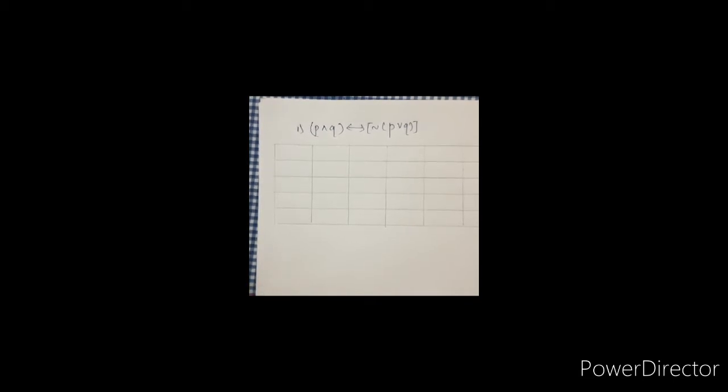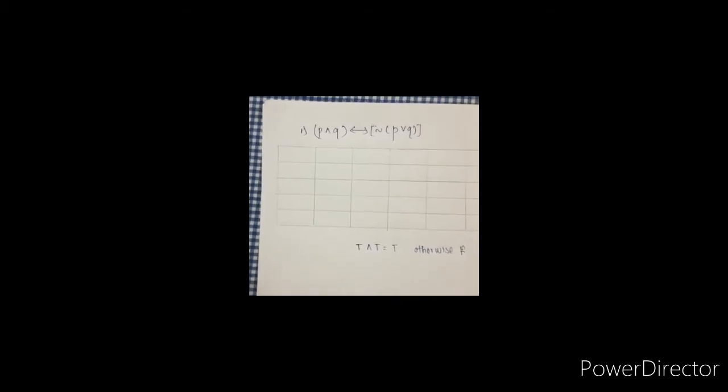Now the first connective we had discussed was conjunction. In case of conjunction, only if both the sentences are true, it is true. Otherwise, for all other cases, it is false. So the only case here is true and true, then only it is true. Otherwise, for all other cases, it is false.